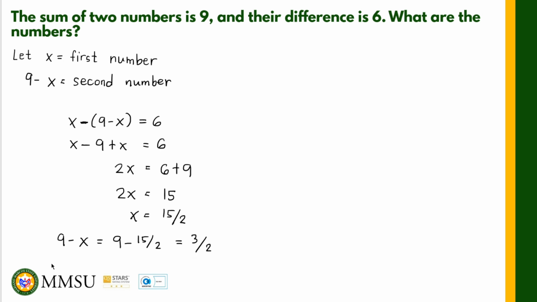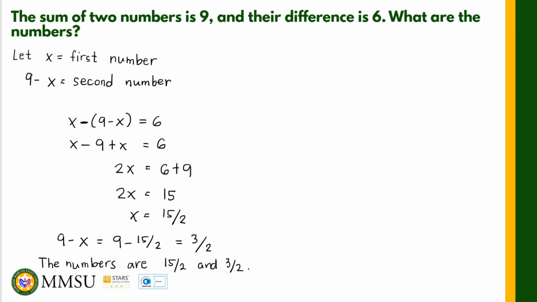So, and then mag-conclude na tayo. Okay? Itong conclusion natin should answer the problem. So, gawin natin dito. To answer the problem, ang tinatanong kasi ng problem, what are the numbers? So, sasagutin natin yung problem. The numbers are 15 over 2 and 3 over 2. Okay, so yan na yung sagot natin for this problem.